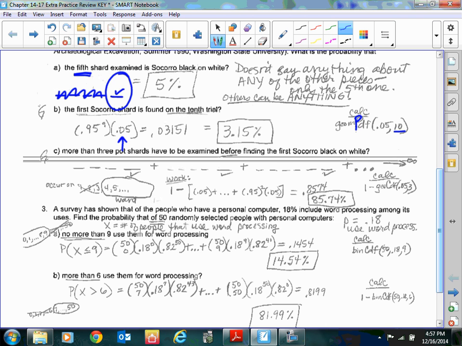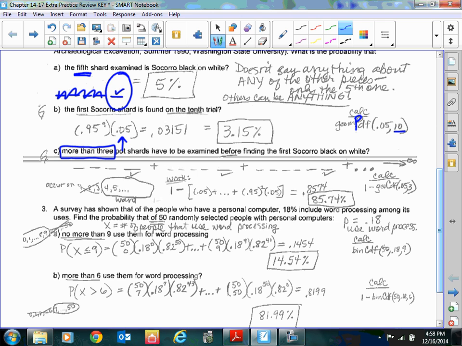C, more than 3 shards have to be examined before you find one. You can do this a couple of ways. I actually think I have the most confusing way written here. So here's an easier way, I think. It says more than 3 have to be examined before you find one. Let's simplify this.